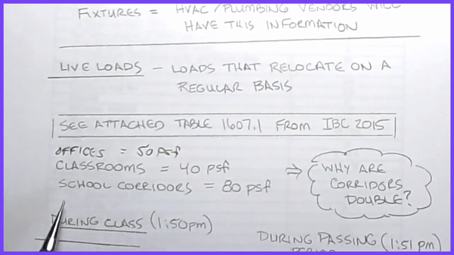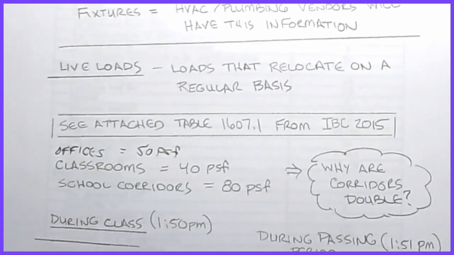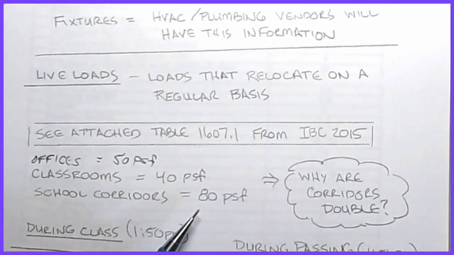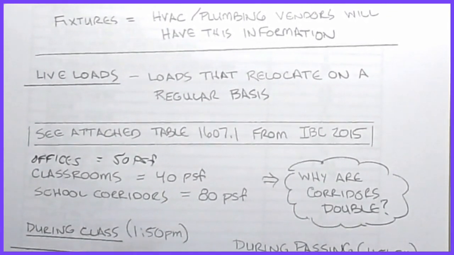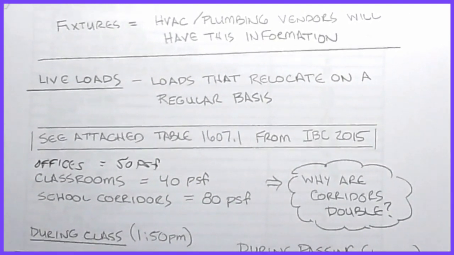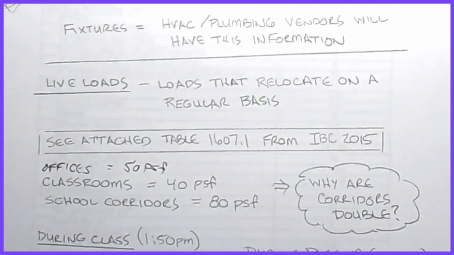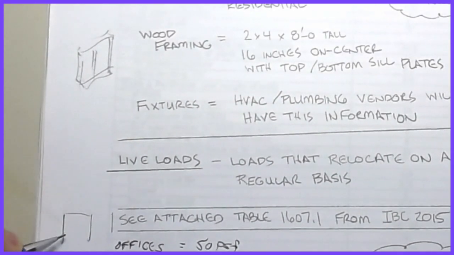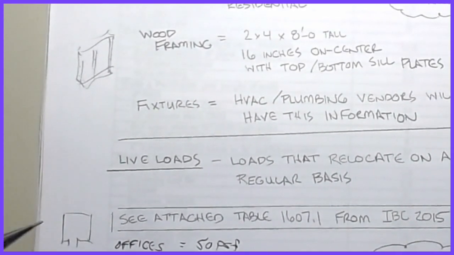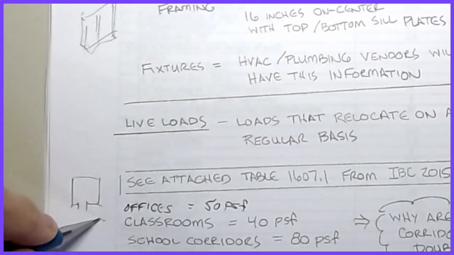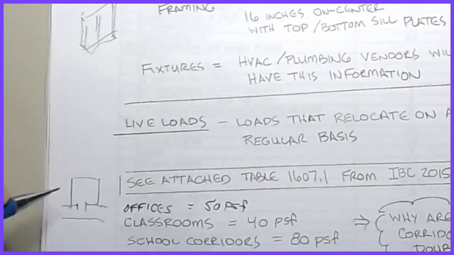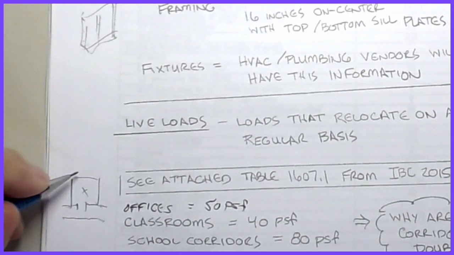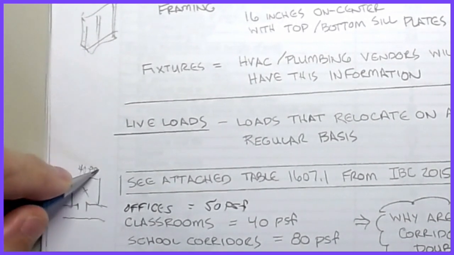Classrooms are 40 and school corridors are 80. That's an interesting one, because why do you think that is? Why are corridors double what the classroom is? It has to do with the flow of people. Let's do a little sketch here. Here's my classroom, and I'm only going to put a single door on it. Then here's my hallway outside of the classroom. When people are sitting in here, we just said that's 40 pounds per square foot.